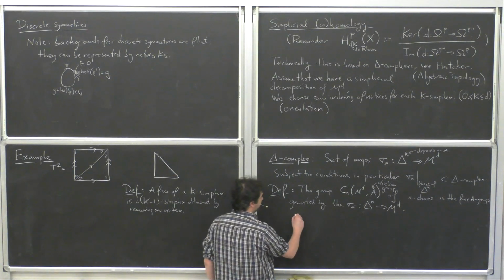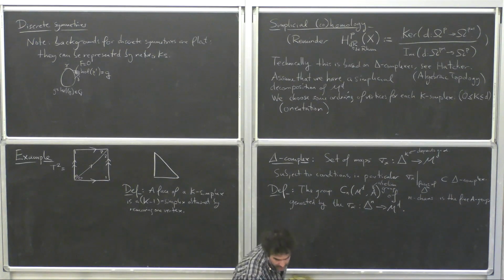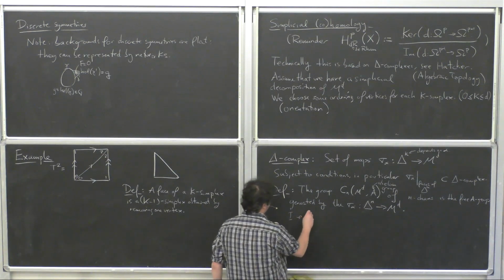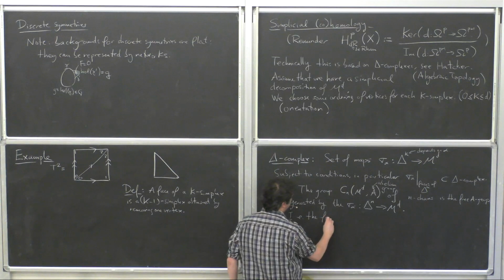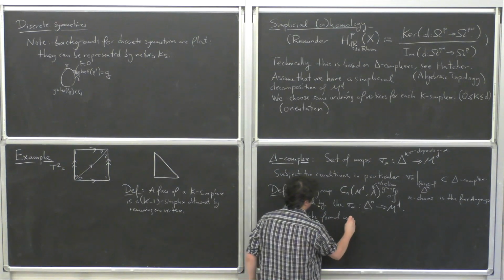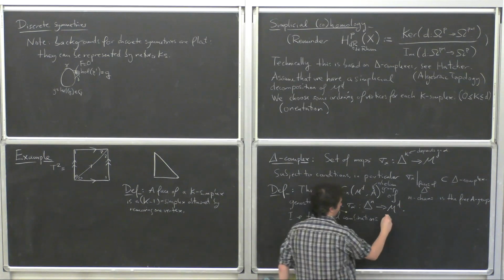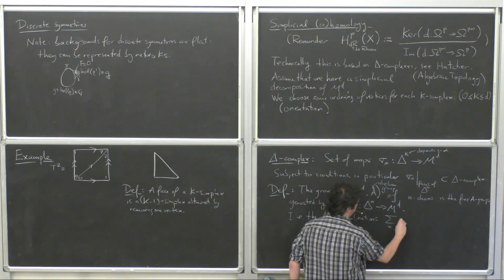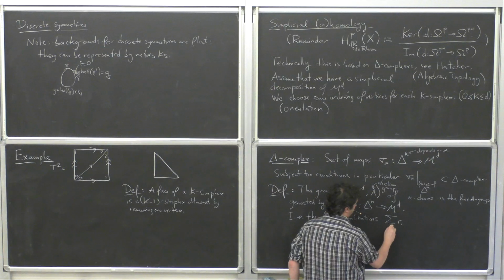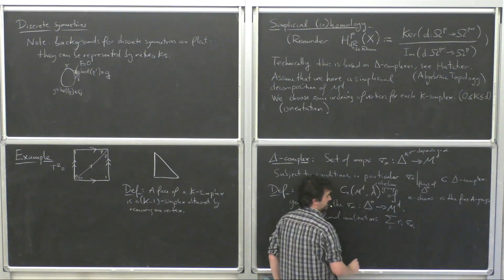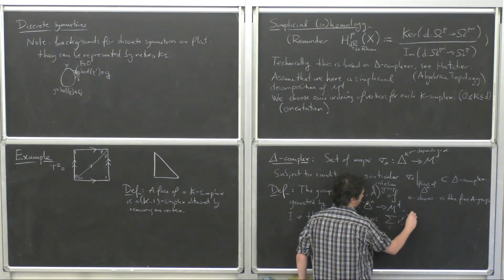What does this mean? Notation. So these are formal combinations of coefficients times the corresponding map. And these coefficients are in A.